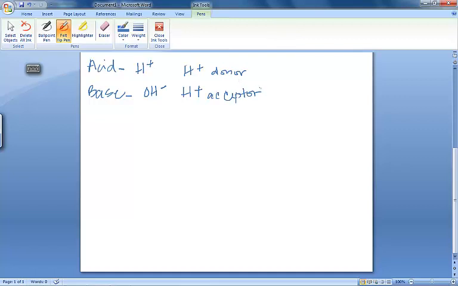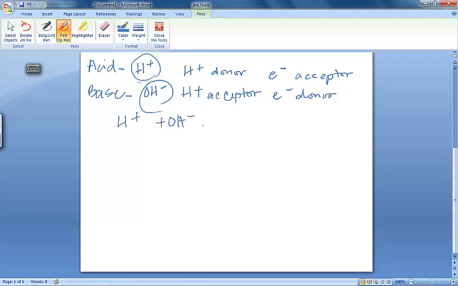The final definition, which is the Lewis definition, describes an acid or base in terms of whether they will donate or accept an electron. Well, if a proton is donated by an acid, then it should be an electron acceptor. And if a base is a proton acceptor, it should be the electron donor. So just basically the opposite. Notice how they're complements of one another. Where there is an acid, there is a base, because H+ and OH-, again, the hallmark equation for an acid-base neutralization reaction is that we form water, which is a neutral product.